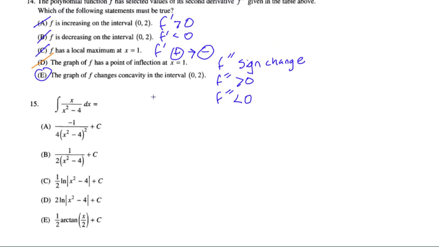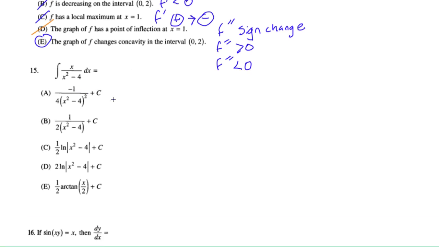And 2 more questions. So I need to take the antiderivative. Do we like fractions in this class? We don't. So I'm going to rewrite this as the integral of x times (x squared minus 4) to the power of negative 1 dx.